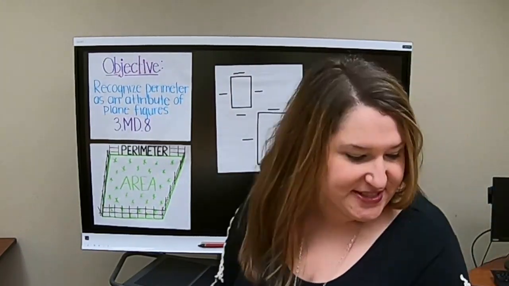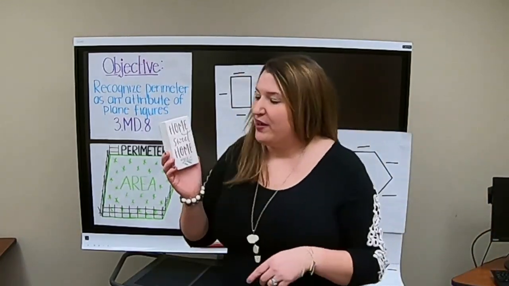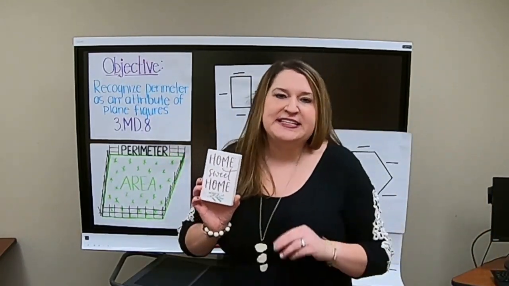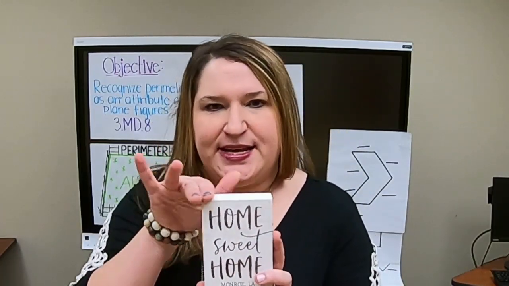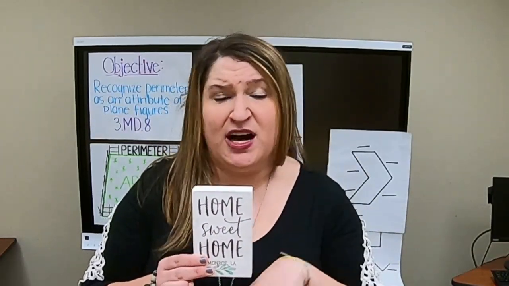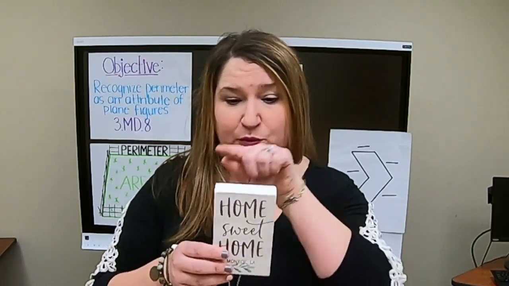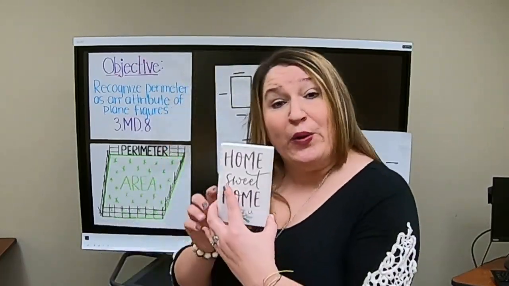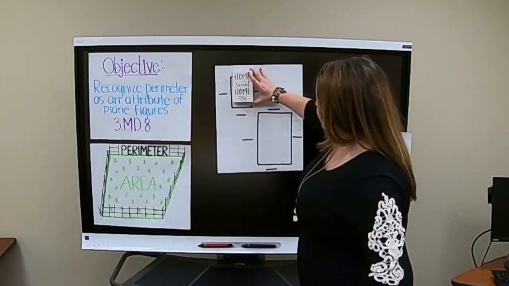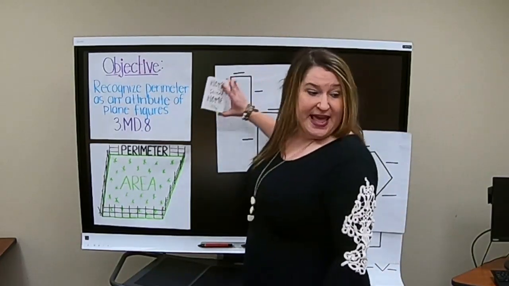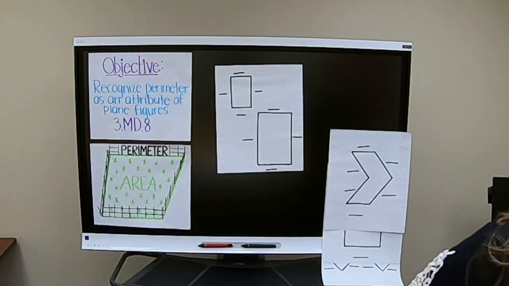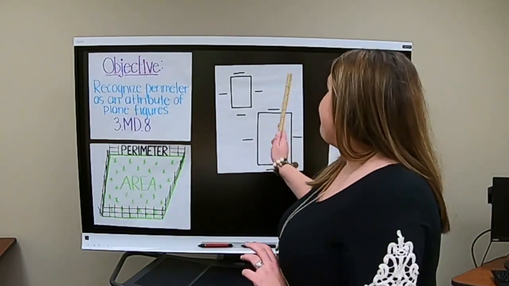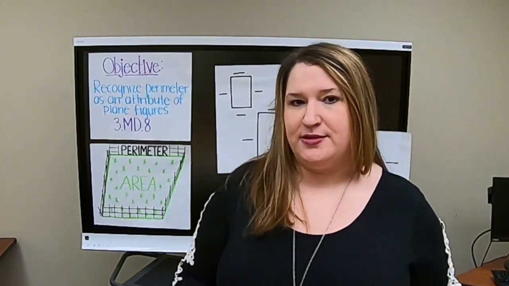All right, so first up, I have this sweet little block that says Home Sweet Home. Now, a lot of times when people think about perimeter, they think that it is just rectangles. But a perimeter can be around any polygon, any shape that is flat. So we're talking about the outside. So what I did with my first block is I traced it onto the paper, okay? And then what we're going to do is we are going to measure. Now, my first thing we're going to measure in centimeters.